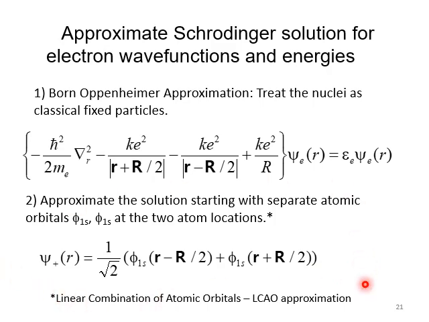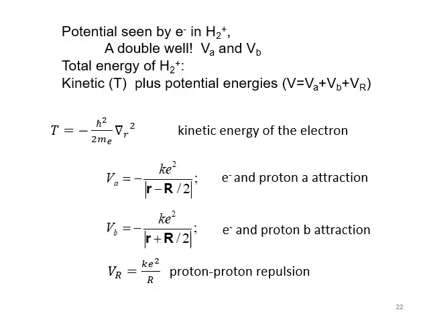This approach has a fancy name. In chemistry, it's called the linear combination of atomic orbitals. And it's used so frequently that they just give it an acronym, the LCAO approximation. Linear combination of atomic orbitals. So what does the potential look like? We looked at a picture of it before. It's a double well, like what we looked at before. And I did identify the atoms as atom A and B here.